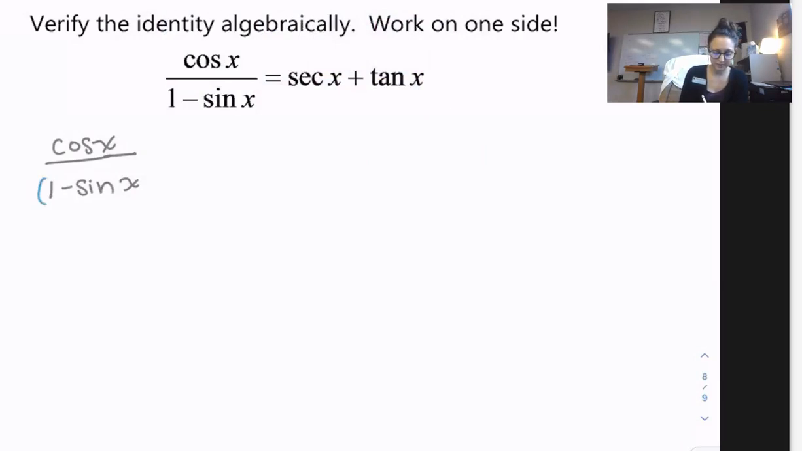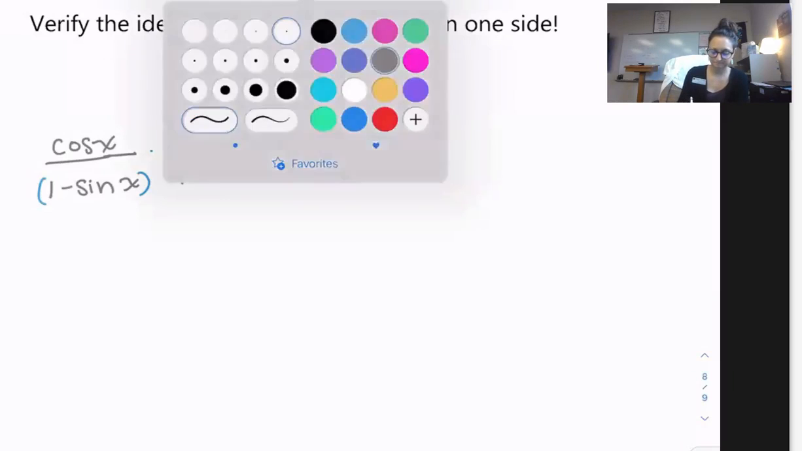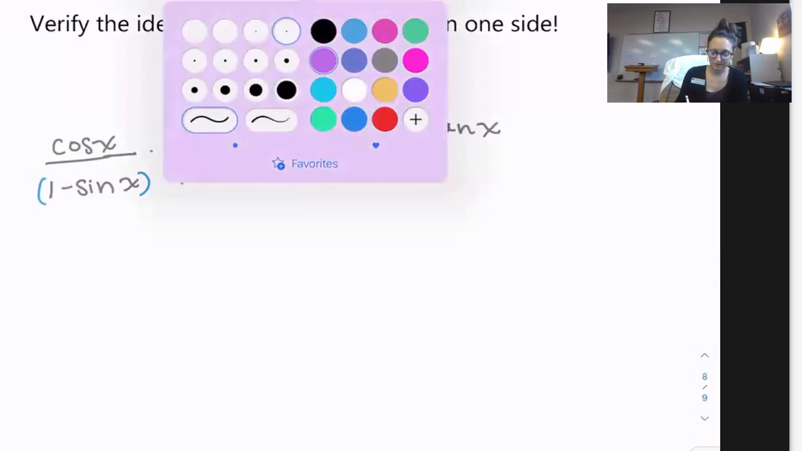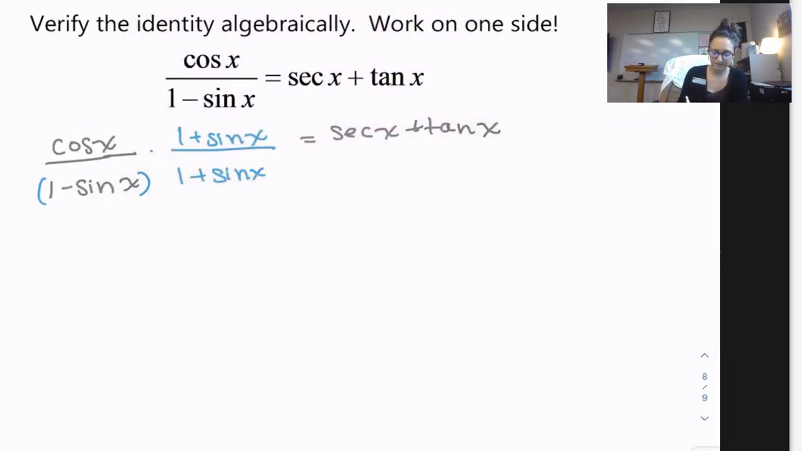So I'm going to take what I had in the denominator, but I'm going to change that minus to a plus. And then whatever I do to the denominator, I need to do to the numerator as well, right? So I am going to start with that. Just kind of adding some tools to your toolkit here, okay? All right, so let's go ahead and slap some parentheses on here so that it's clear what we're doing.